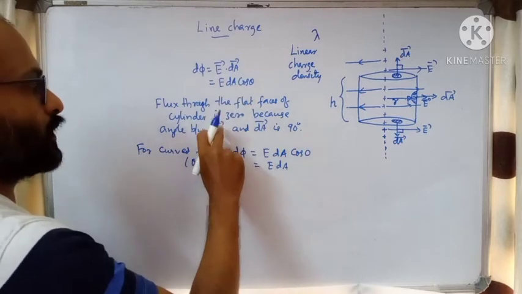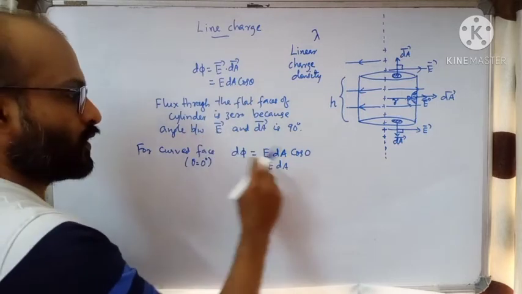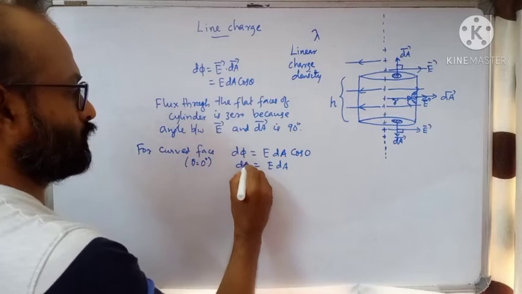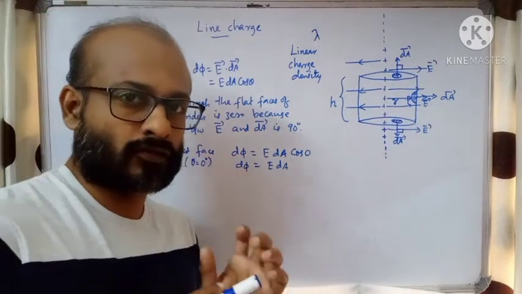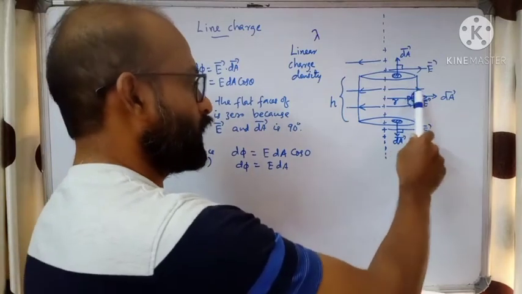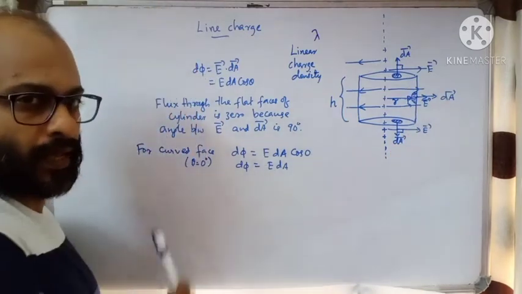Cos 90 is 0, that's why the flux was 0 for the flat faces. Now cos 0 is equal to 1. This is the small flux. Through the curved face, I have just considered a small area, and through this area the flux has a value E into dA.